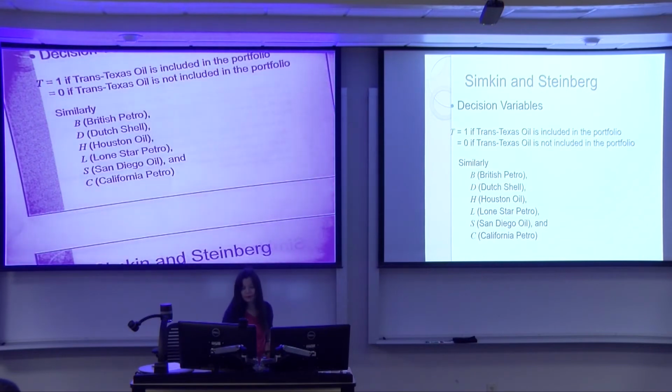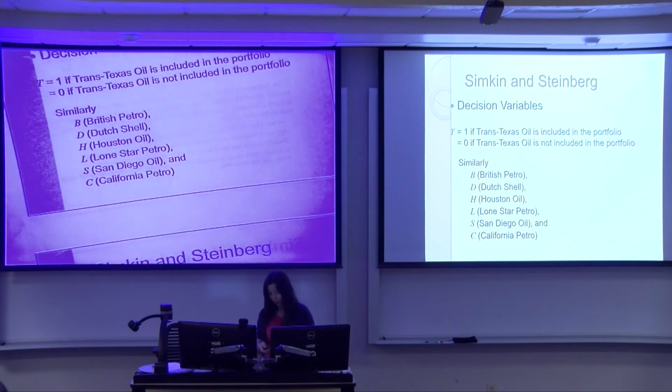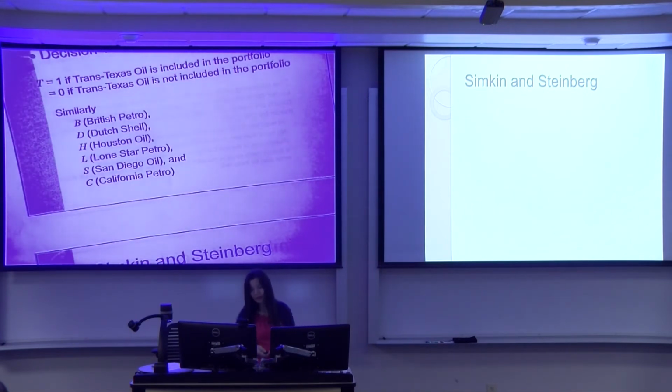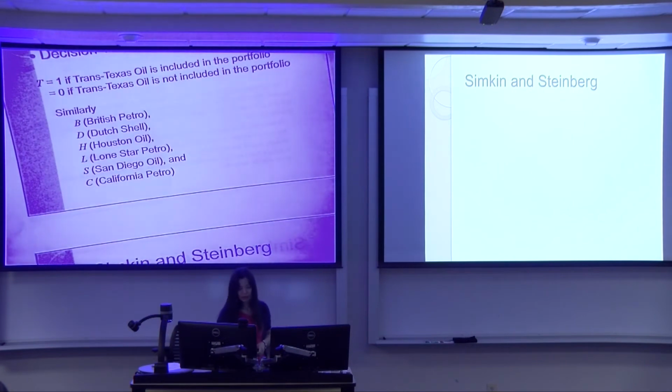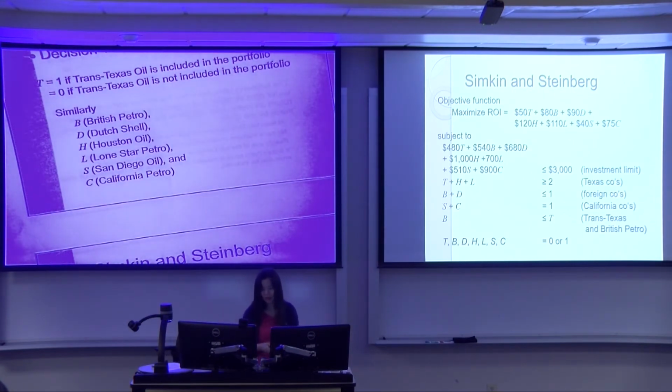So the Texas oil, if the Texas oil is included in the portfolio, that's equal to 1, otherwise equal to 0. So you define the other 6 decision variables as well, using a similar method. So if the investment is included, you would say this decision variable is equal to 1. And then your objective is to maximize your return of investment, right? So how do you get the return of investment?